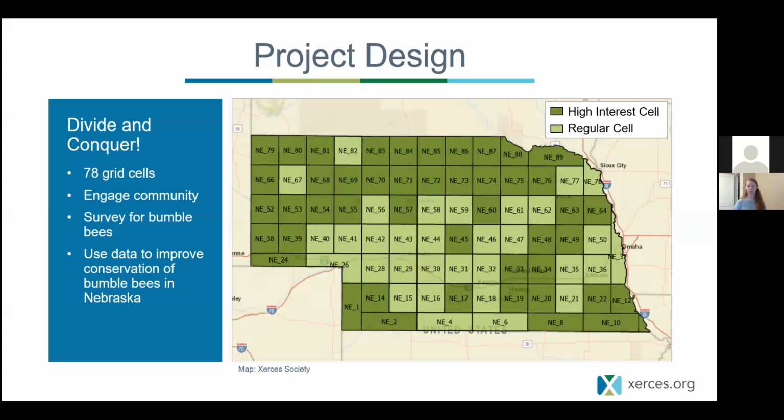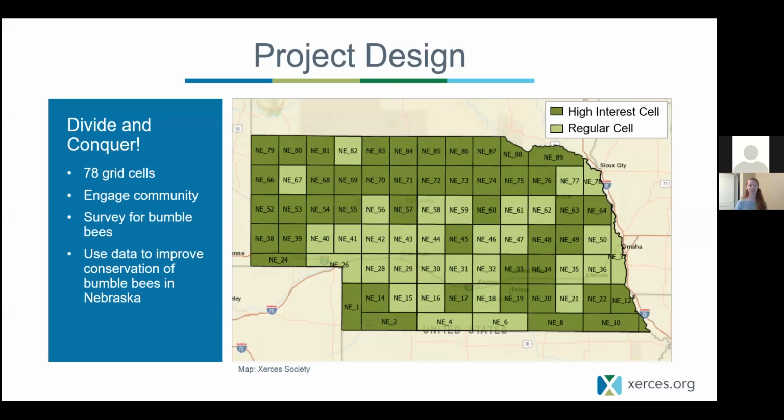Okay, so the way that this project is set up, it's modeled after the Pacific Northwest Bumble Bee Atlas, and we basically split the state up into a whole bunch of different grid cells. And the grid cells are split up by high interest areas. And these are the dark green cells that you see on the slides.